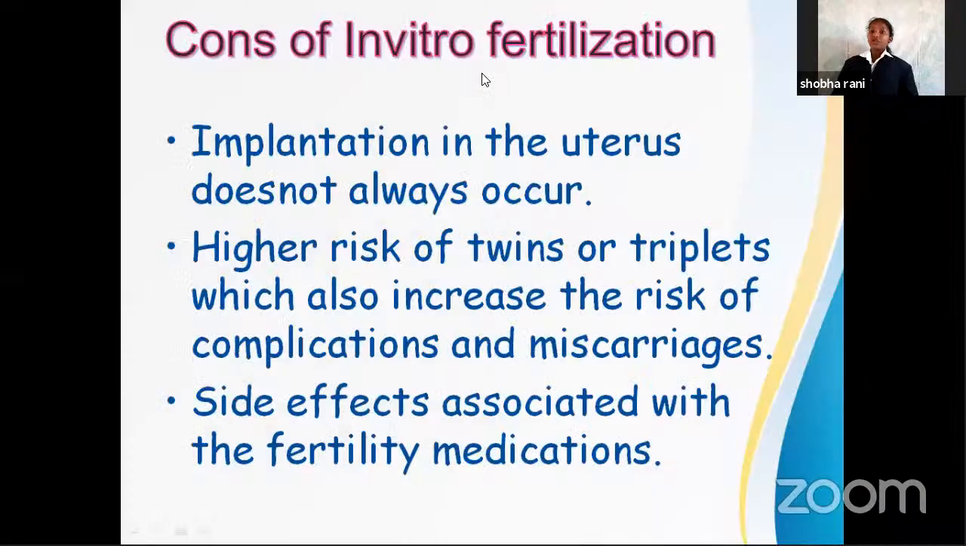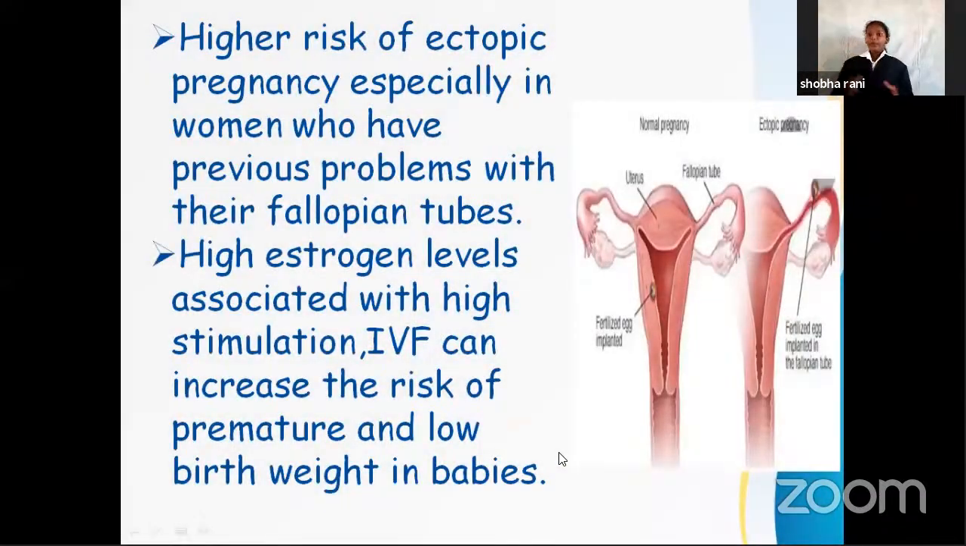Let us discuss the cons of in vitro fertilization, that means the disadvantages of in vitro fertilization. Normally, implantation takes place in the uterus. But in IVF, sometimes it does not occur in the uterus. There is risk of development of twins and triplets, which also increases the risk of complications in delivery, and it leads to miscarriages. Giving a high amount of medicines is also a side effect, a disadvantage for the woman.